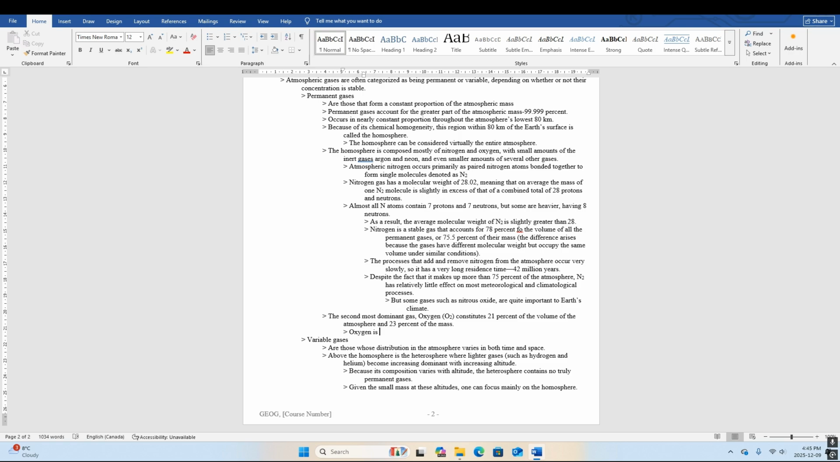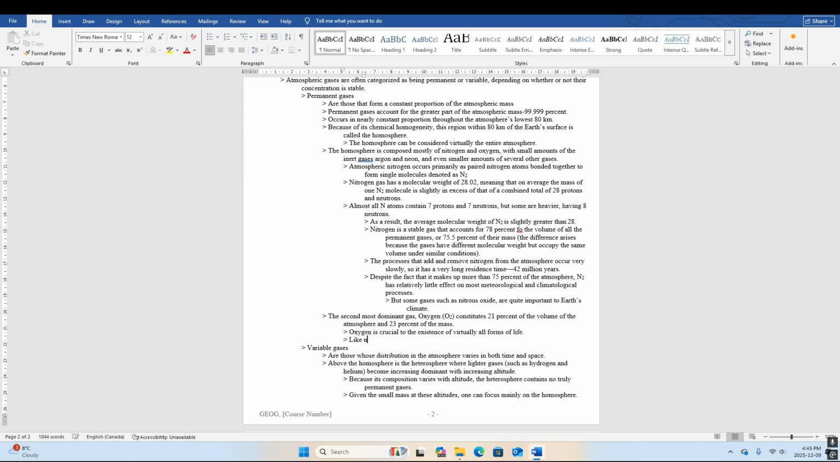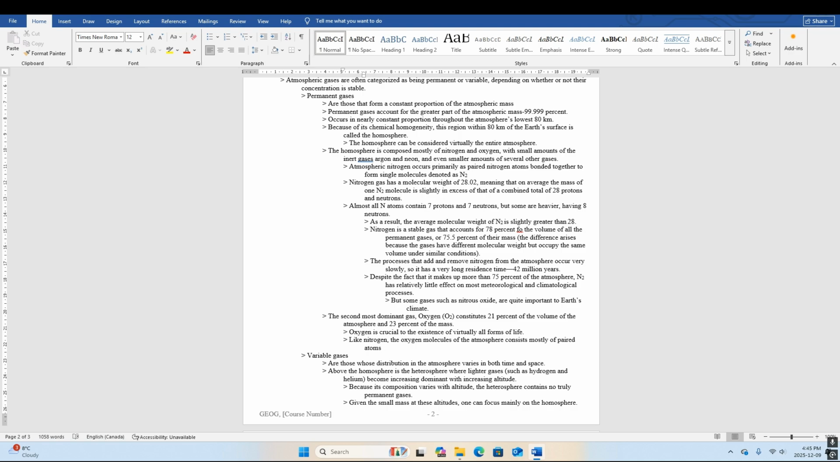Oxygen is crucial to the existence of life for virtually all forms of life. Like nitrogen, the oxygen molecules of the atmosphere consist mostly of paired atoms called diatomic oxygen. Their residence time is about 5,000 years.